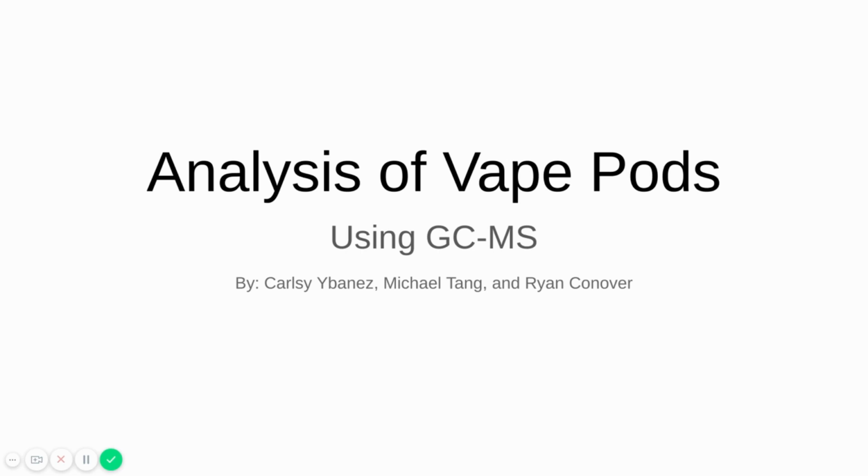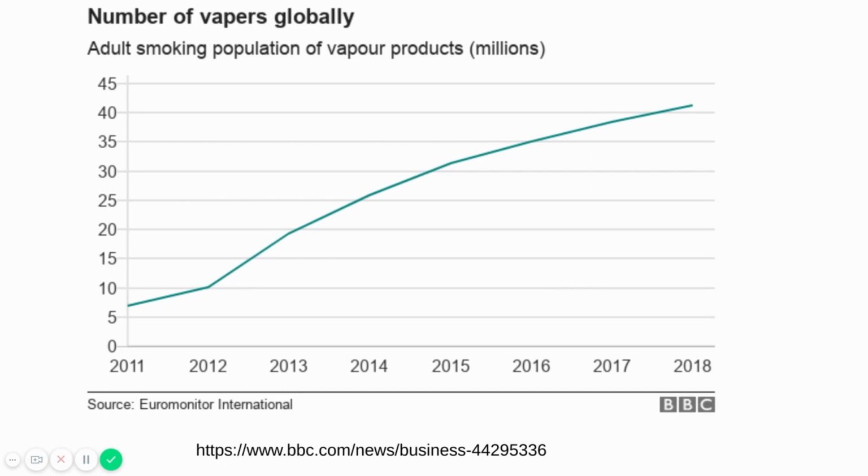Today we will be analyzing the contents of vape pods using gas chromatography. The vaping population has increased from 7 million adults in 2011 to 41 million adults in 2018, and this statistic is only expected to increase as the years go on. With so many people vaping, we were curious to see what exactly people were smoking.